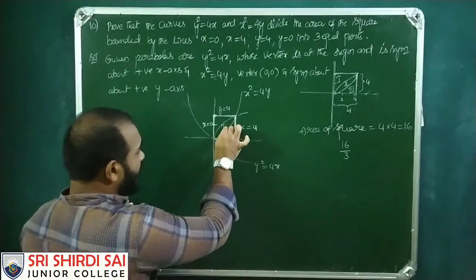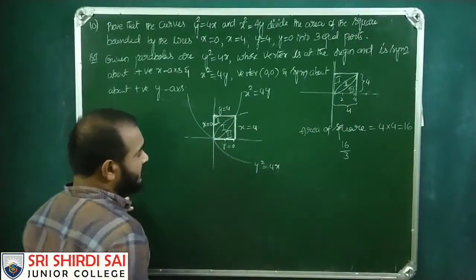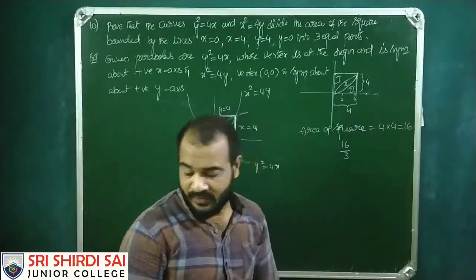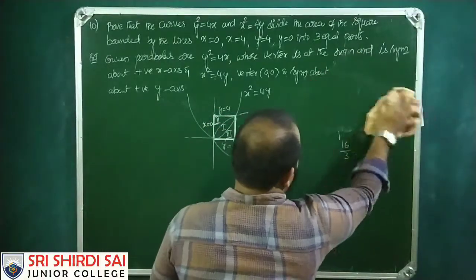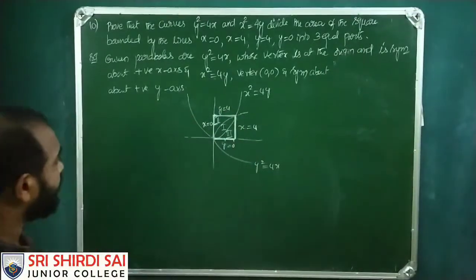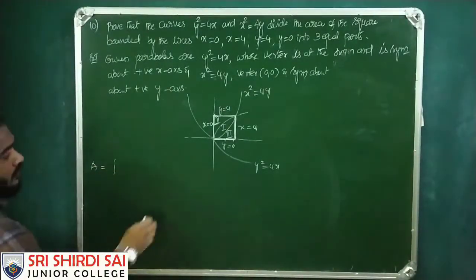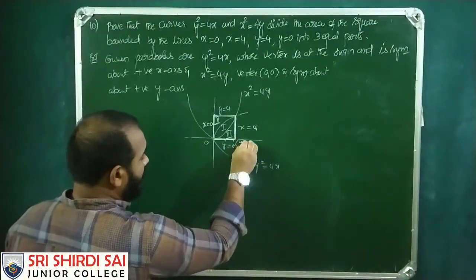Let us take this to be 1 and this to be 2 and this to be 3. So what is our task? To show each one to be 16 by 3. So for this, let us do this. So area is equals to, so here 0, this is 4 comma 0.